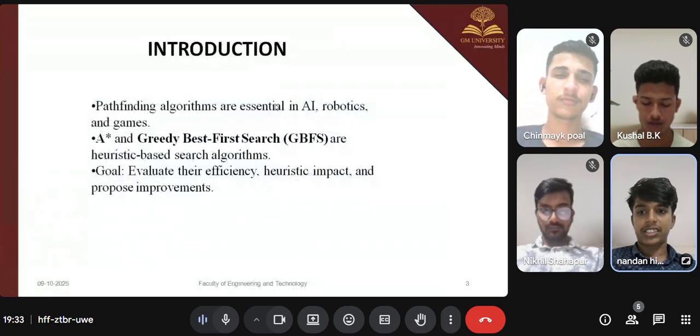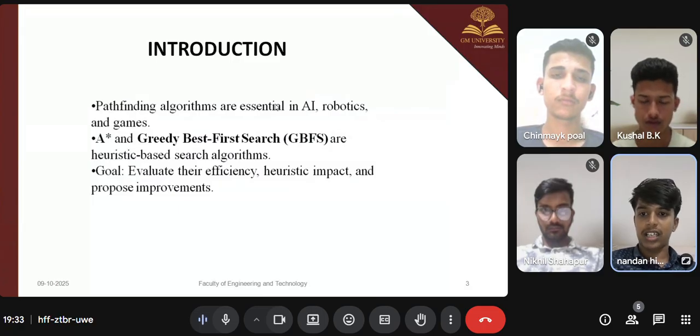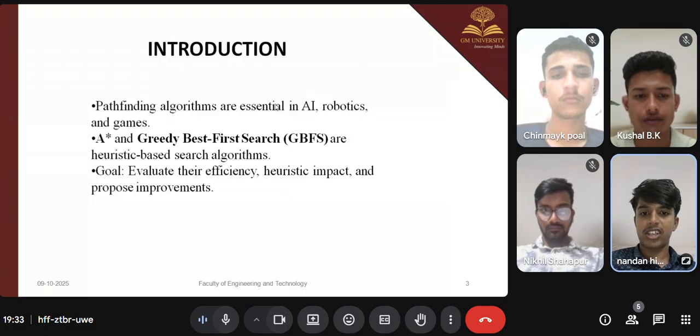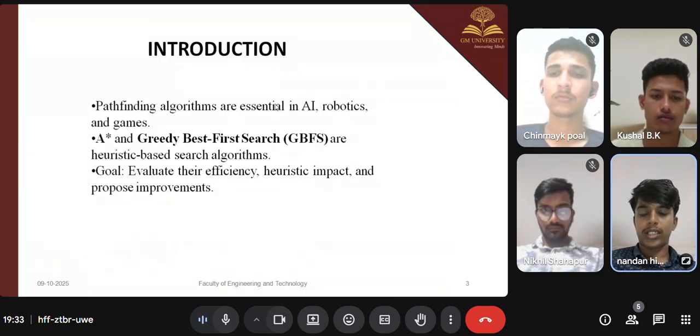And this is our introduction, where we state our problem statement. Pathfinding algorithms are essential in AI, robotics, and games, and A star, greedy best first search, and breadth first search are heuristic based search algorithms. These are the algorithms we used, and the main goal is to evaluate their efficiency, heuristic impact, and propose improvements. What are the proposed improvements we are using here?